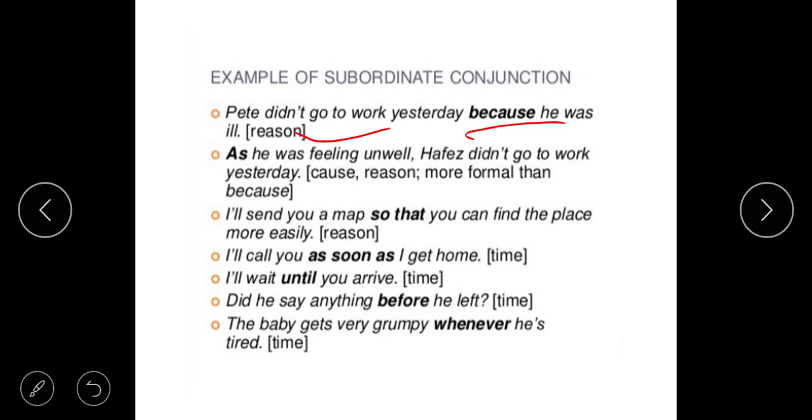I will send you a map so that you can find the place more easily. Again it's showing reason. I will call you as soon as I get home. It's showing time. I will wait until you arrive. Did he say anything before he left? The baby gets very grumpy whenever he is tired. These all showing what? Time.